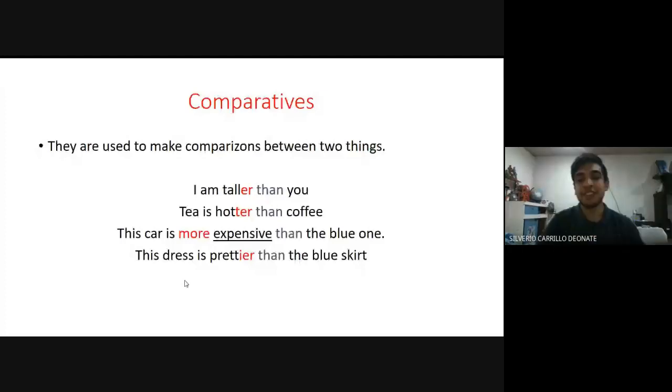Okay, so comparatives. What do we use comparatives for? They are used to make comparisons between two things. And as we know, when we need to make comparisons, they have some rules. So in this case, we're going to just focus on two things: the er ending, and the word than.